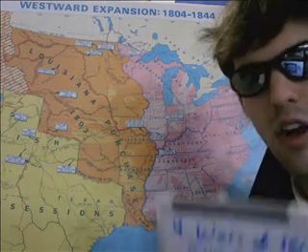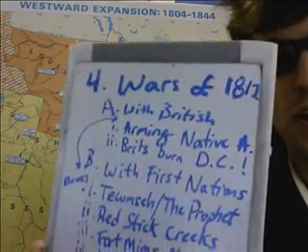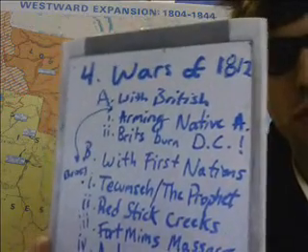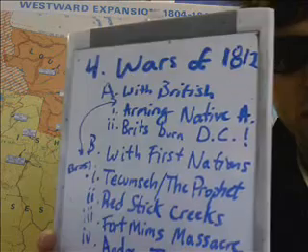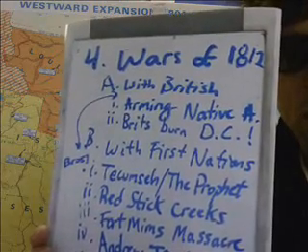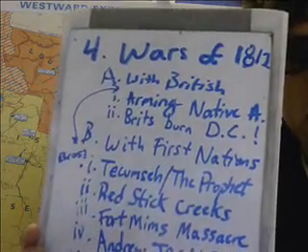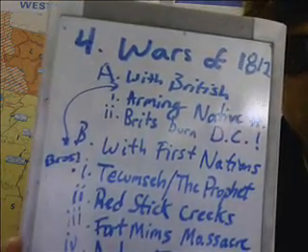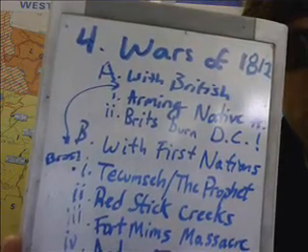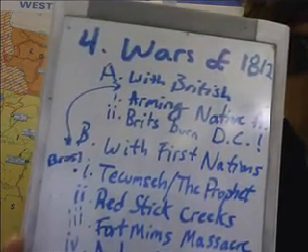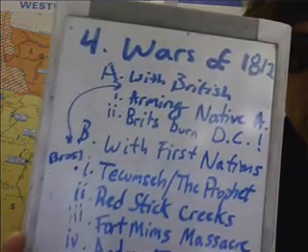attacked Fort Mims. They did a surprise attack on Fort Mims. Fort Mims was a U.S. fort that held a lot of soldiers, families, and even some friendly Native American tribes. And at Fort Mims, the Red Stick Creeks did the Fort Mims Massacre. They killed over 500 U.S. settlers and Native Americans friendly to the U.S.